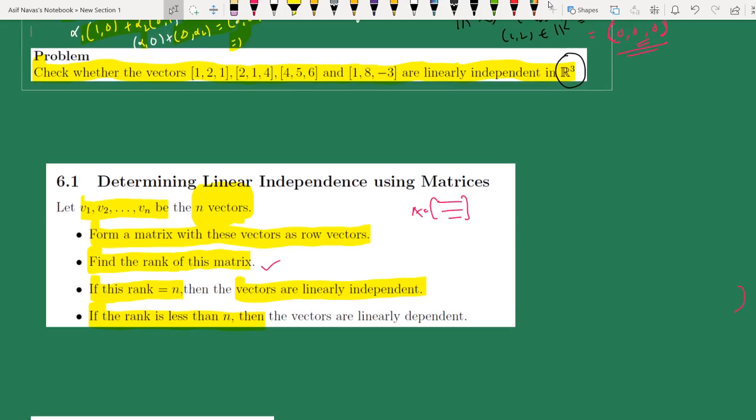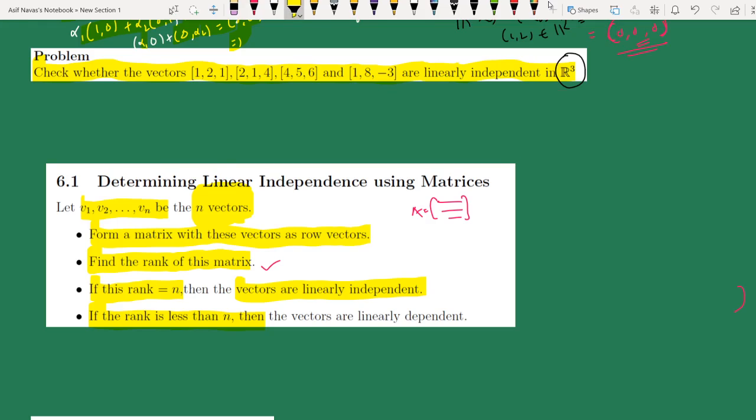So now we will do the first problem. How to check whether vectors are linearly independent or dependent? First you write a matrix whose rows are the given vectors. Then you find the rank. If rank equals the number of vectors, then linearly independent. If rank is less than the number of vectors, then linearly dependent. Okay, so now we will do this problem.